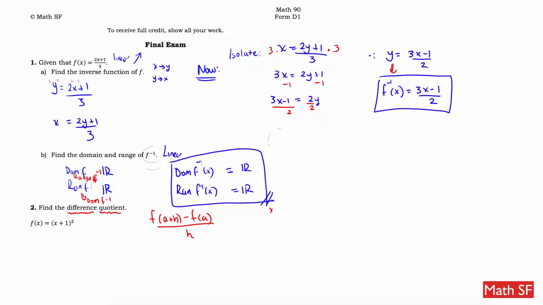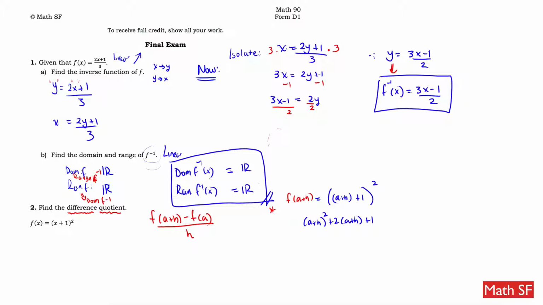Here on the side, I'm first going to try to find f of a plus h. So f of a plus h will pretty much be a plus h plus 1, all squared. And let's operate this part here. Also remember that this is a binomial being squared. So this will be a plus h squared plus twice a plus h plus 1.